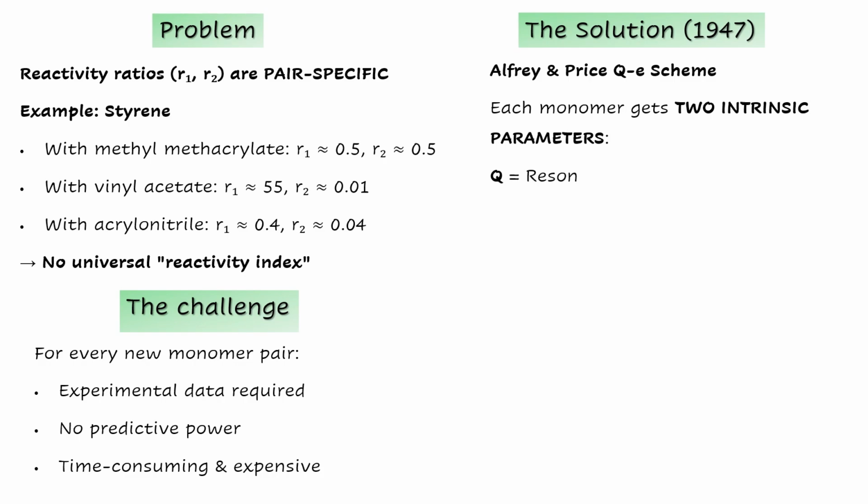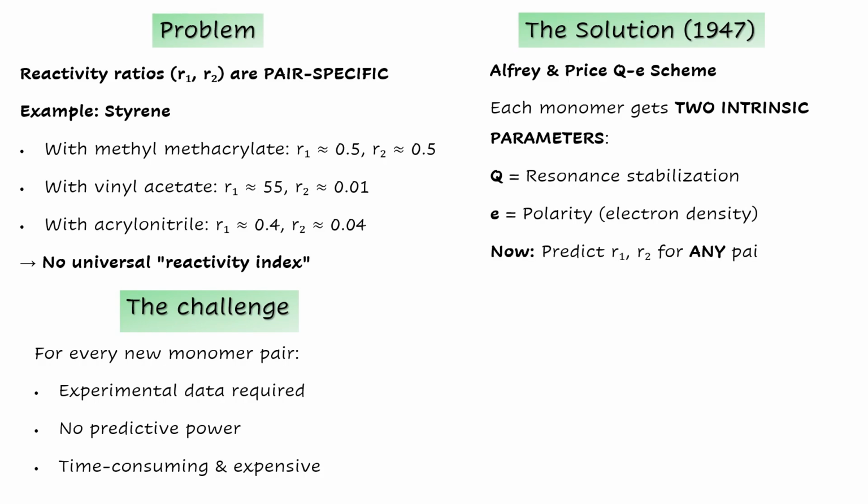In this model, two fundamental electronic properties of a monomer or its corresponding radical are taken into account. These are resonance stabilization and polarity effects. In the QE scheme, Q represents resonance stabilization that describes how stable the radical is. E represents polarity that describes whether the monomer is electron rich or electron poor. Once you know these two parameters for a monomer, you can predict how it will behave with any other monomer whose Q and E are known without performing any new experiment.